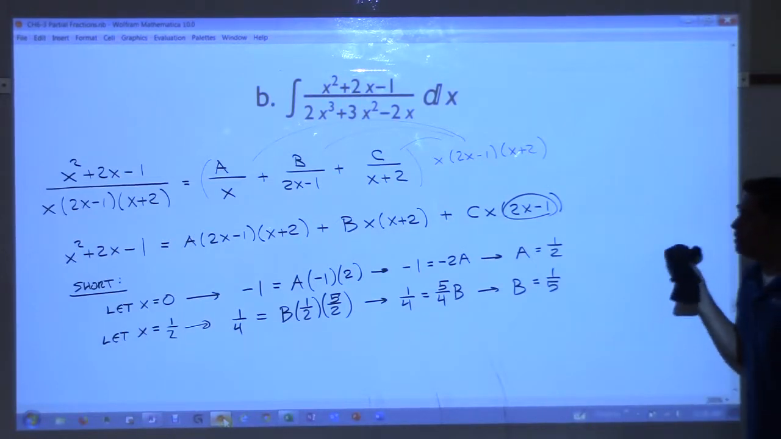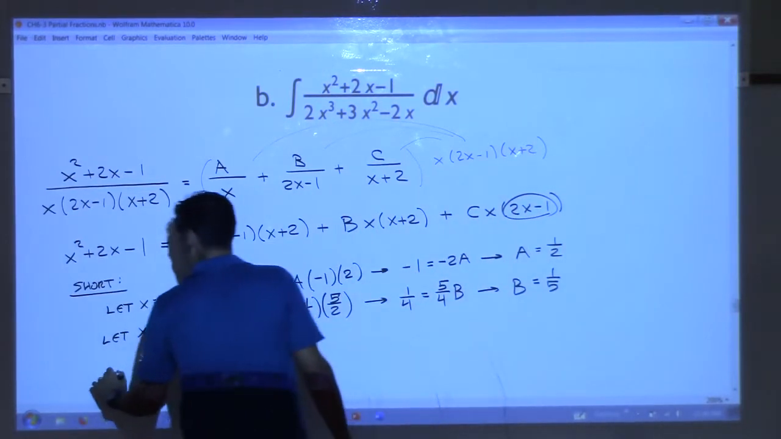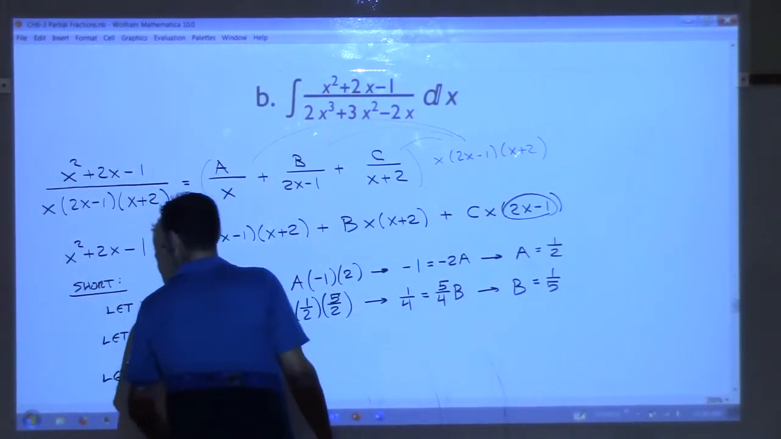Everything I'm doing right now is stuff that was pre-cal stuff. I know maybe it's been a while, but there's no calculus at this point, is there?